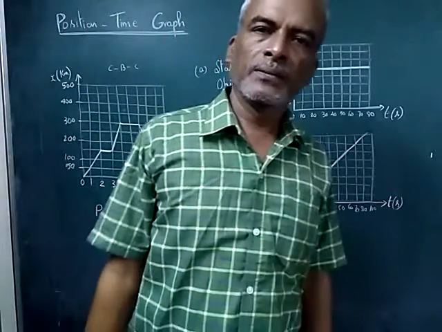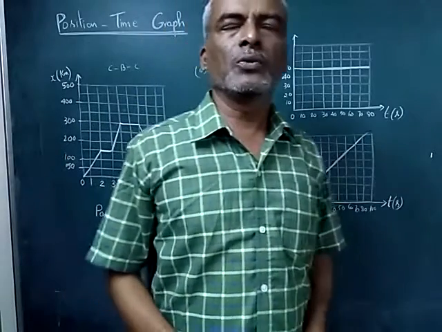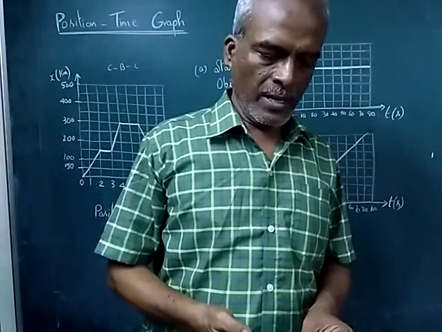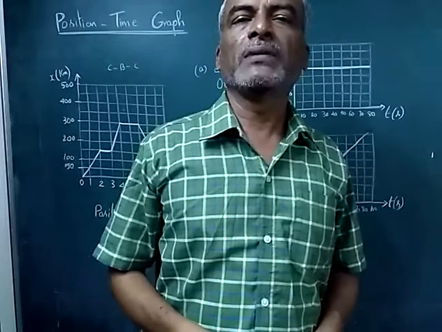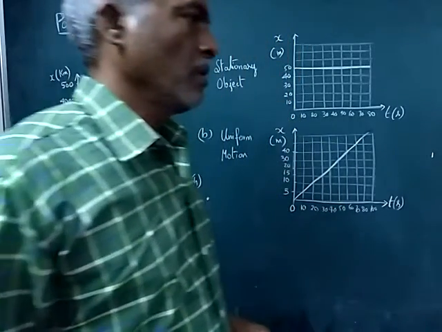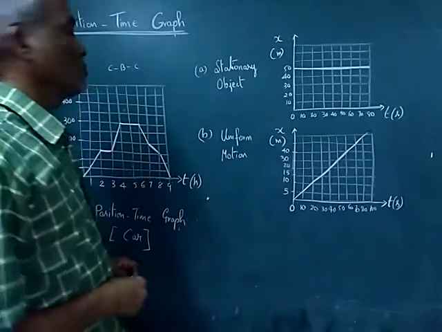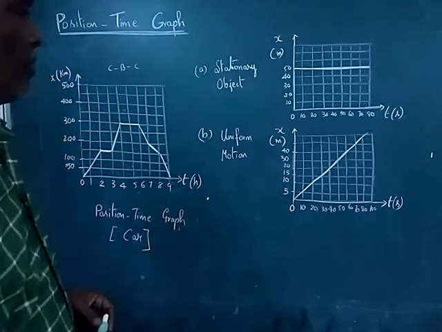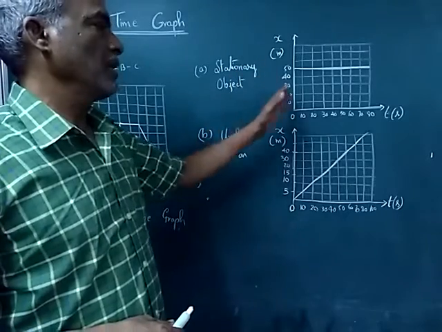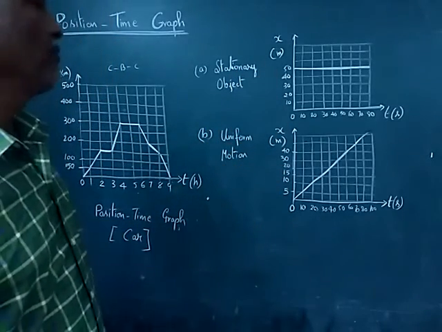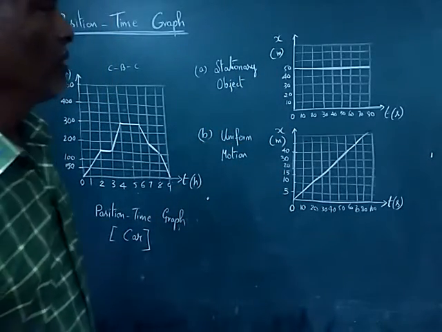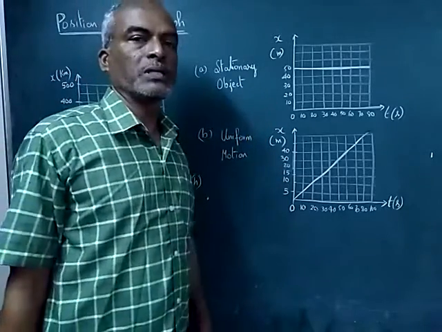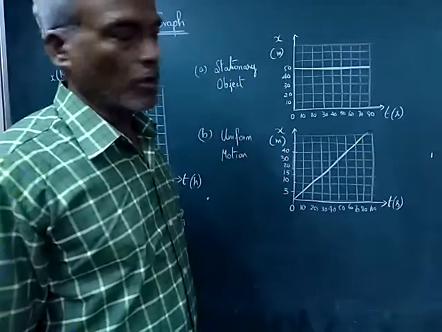Hello viewers, today we are going to see NCERT 11th standard physics. In that we are going to see about position time graph. So we are going to analyze three different types of graph. First graph deals with a stationary object.